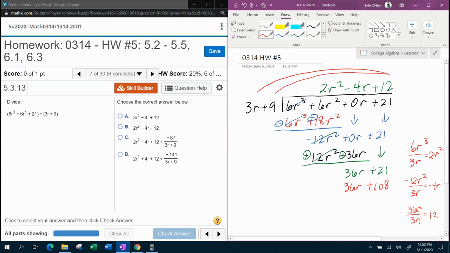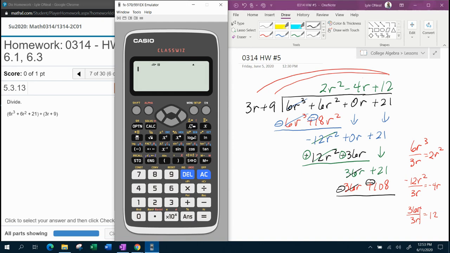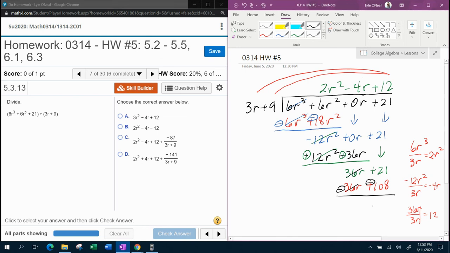Okay? Next step, draw the line, change the sign, and then combine. 36r's cancel. What is 21 minus 108? 21 minus 108, negative 87. And let's write that in blue. Negative 87. Guess what that is? That's the remainder, okay? Up top, that's the quotient. And we're done. We now have a quotient and a remainder.